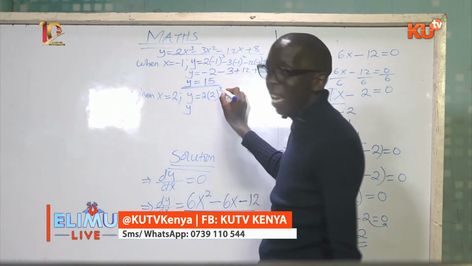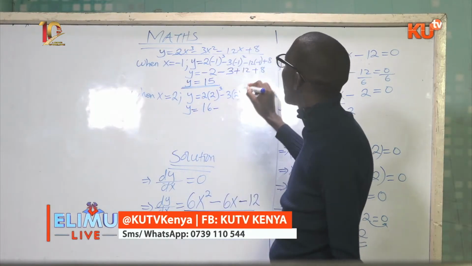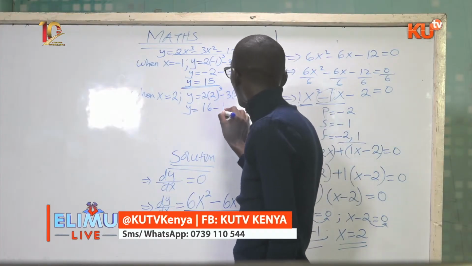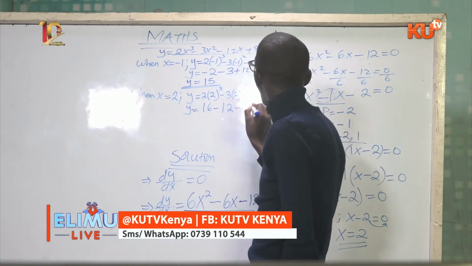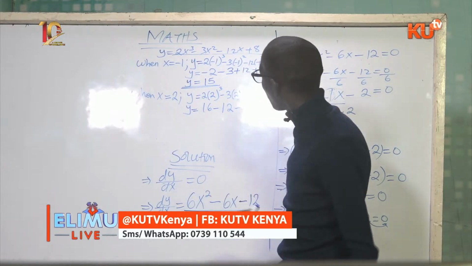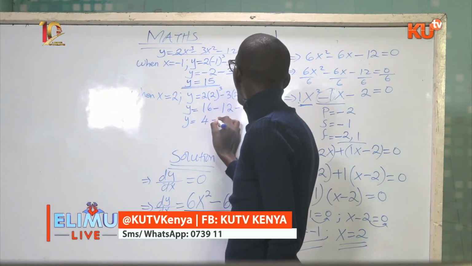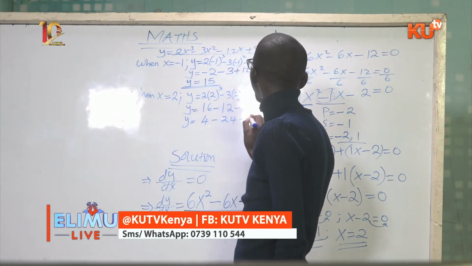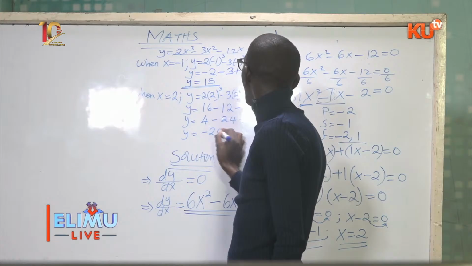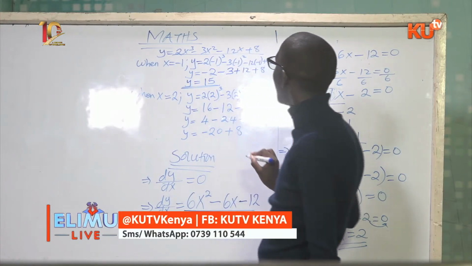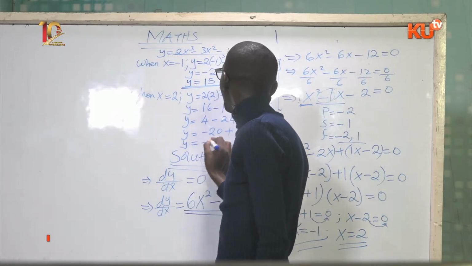So 2 cubed is 8. 8 times 2 is 16. 16 minus 2 squared is 4. 4 times 3 is 12. 12 minus 12 times 2 is 24. 24 plus 8. 16 minus 12 is 4. 4 minus 24 plus 8. 4 minus 24 is negative 20. Negative 20 plus 8 is negative 12. So our y is negative 12.